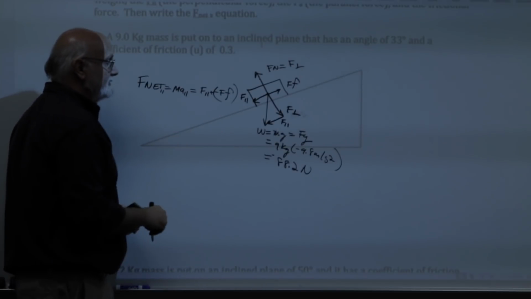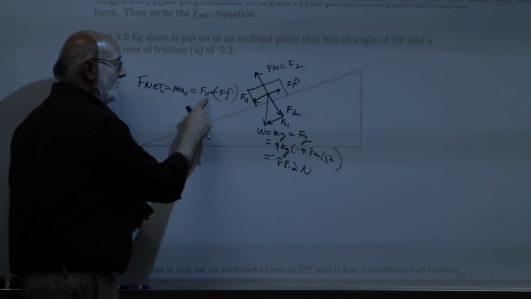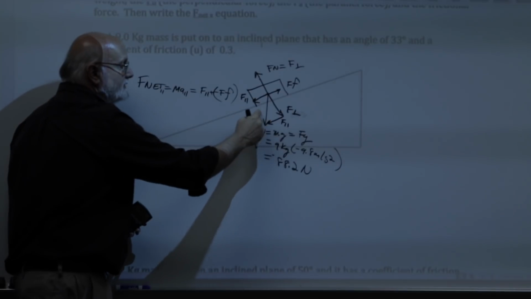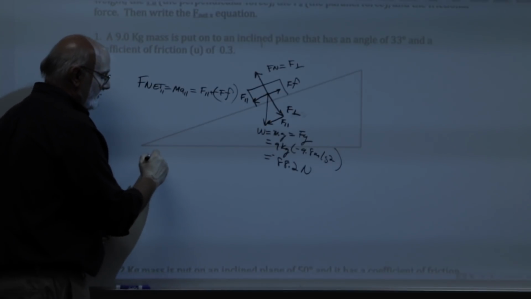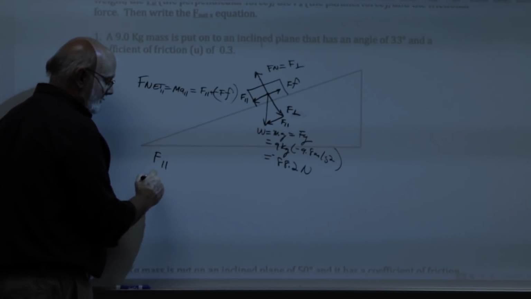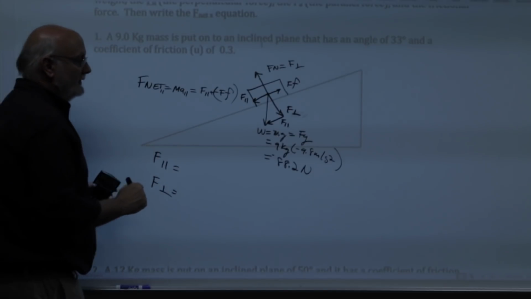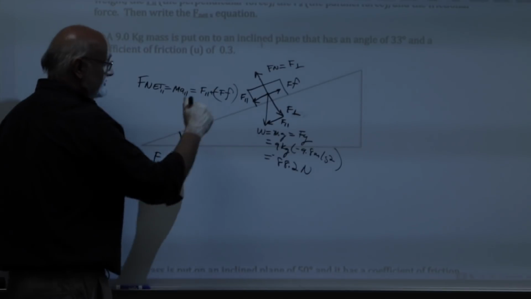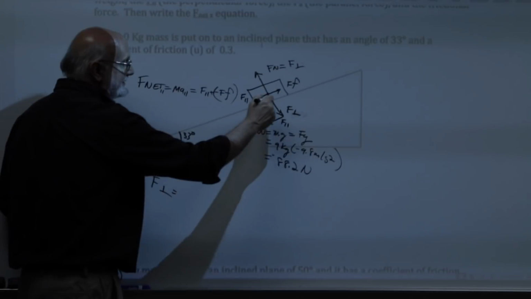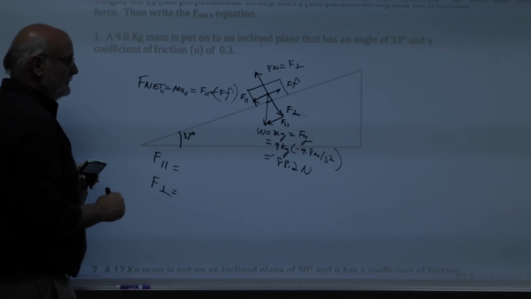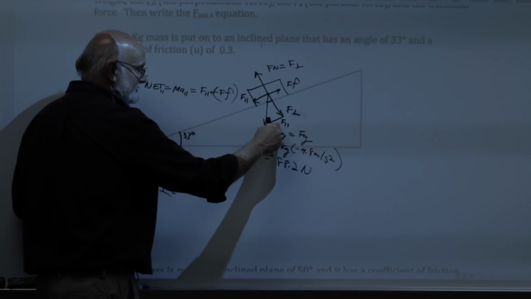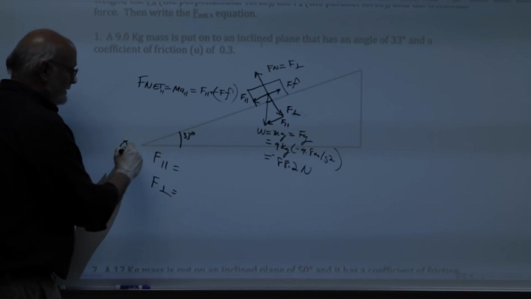Now I've got to figure out what these guys are. Remember, the F parallel and the F perpendicular are components of the weight. So I'm going to go F parallel, F perpendicular. This is where it's a little bit tricky. Remember, this angle, which is there, which is a 33-degree angle, is the same angle right there. So that means for the F parallel, it's opposite, so it's going to be sine.